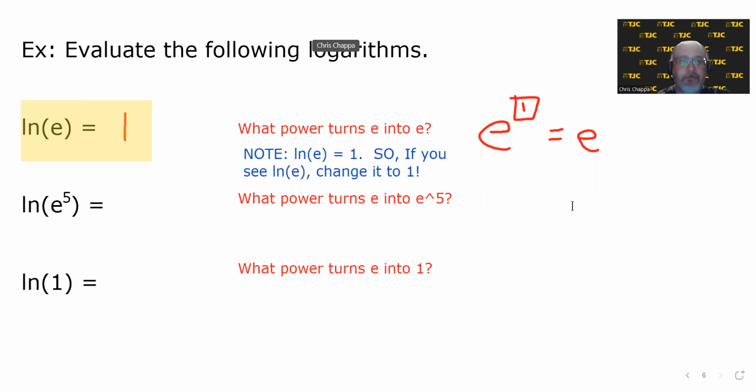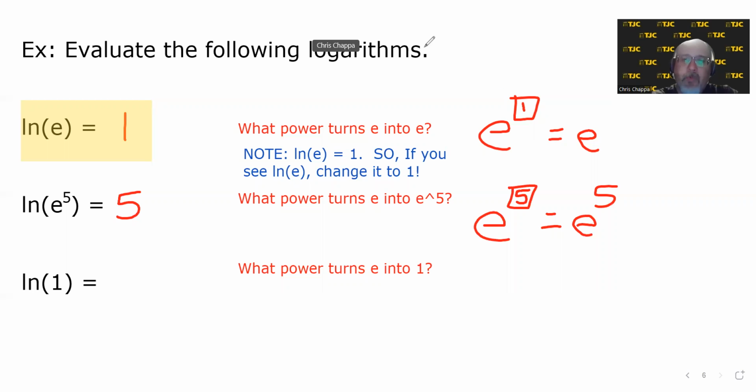How about the second one? What power turns e into e to the fifth power? Well, this question practically answers itself. What power turns e into e to the fifth power? Isn't 5 the power that turns e into e to the fifth power? Yeah. This question answered itself. You just had to know that it answered itself. Natural log of e to the fifth power is 5. And again, you can type that in your calculator and it will tell you 5. But if you understand the question, it's easy to answer.